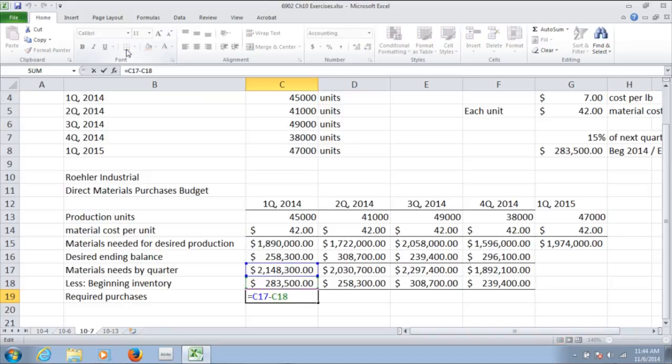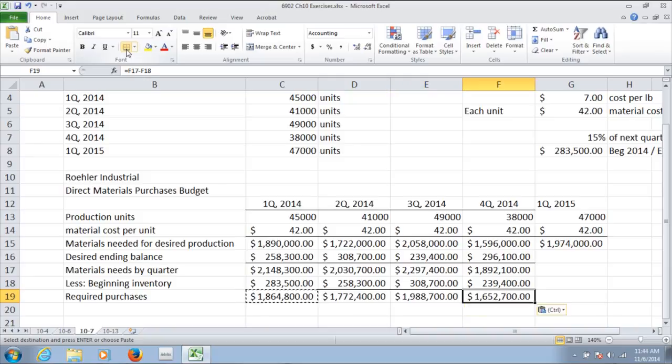So we have 1.864, 1.772, 1.988, and 1.652 for each of these quarters.